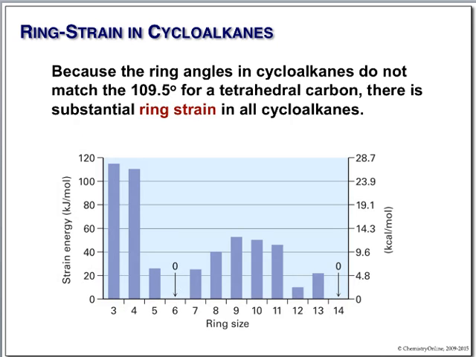Here's a simple chart. Here's our strain energy in kilojoules per mole. 3, of course, is the highest. 4, right behind. 5, not too bad. 6, as we'll see, can actually go to 0. When you start getting bigger rings, it goes up again because you're trying to open these bonds further than 109 as opposed to squeeze them down. So 6 is our optimum for a cycloalkane.